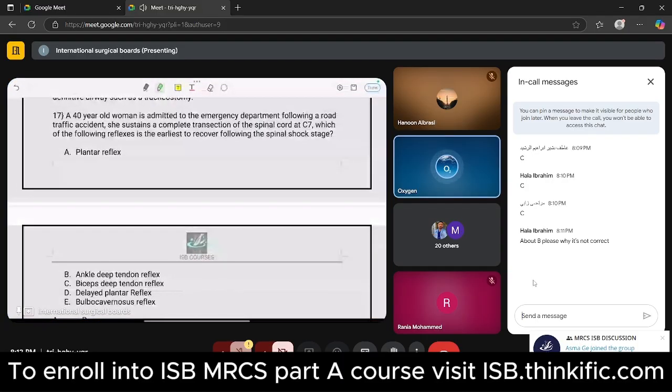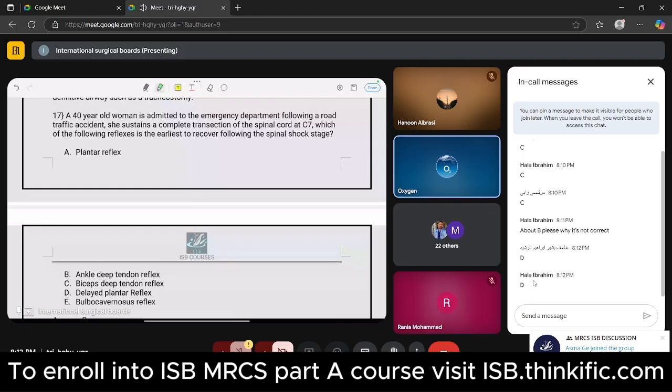A 40-year-old woman is admitted to the emergency department following a road traffic accident. She sustains a complete transection of the spinal cord at C7. Which of the following reflexes is the earliest to recover following the spinal shock stage? Plantar reflex, ankle deep tendon, biceps deep tendon, delayed plantar reflex, bulbocavernosus reflex. I'm not sure.